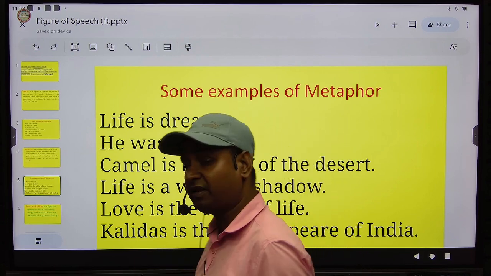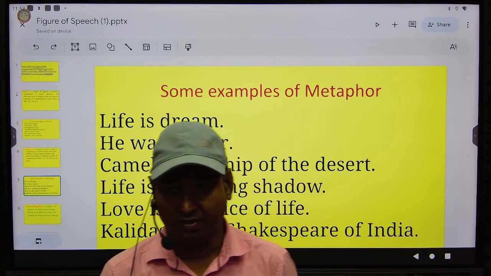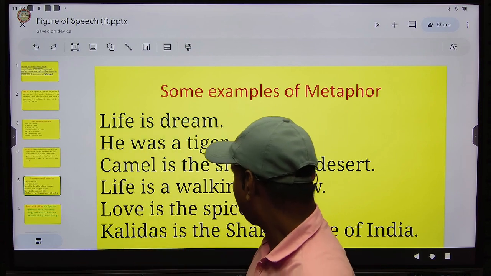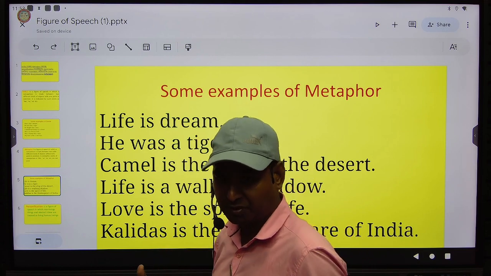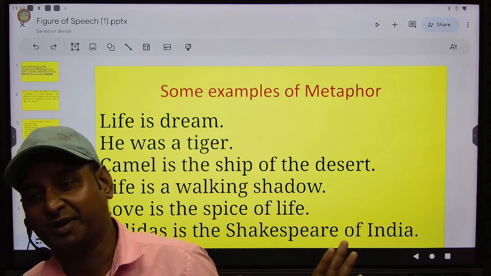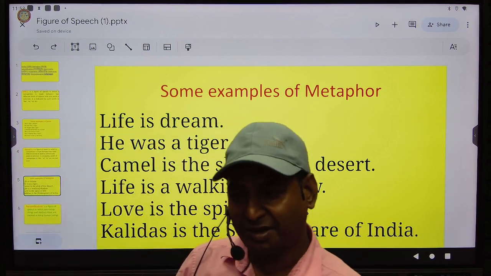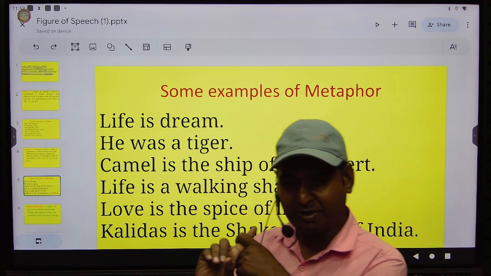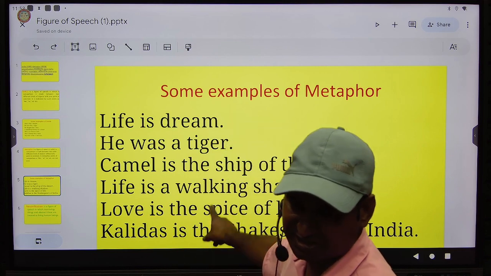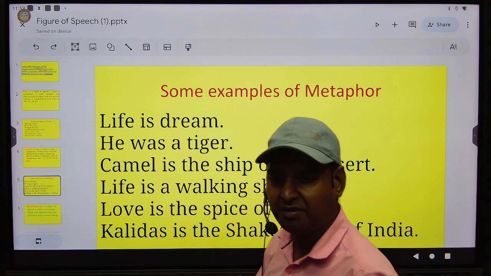Kalidas is the Shakespeare of India. Very popular notion. Kalidas has been directly called the Shakespeare of India. Kalidas is not like Shakespeare of India. He is Shakespeare of India. So this direct comparison without any comparison words makes this sentence an example of metaphor.